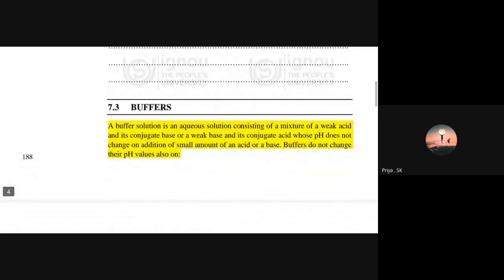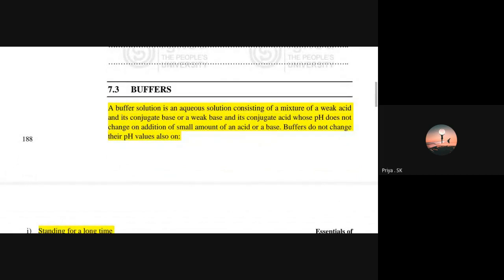Now, what are buffers? A buffer solution is an aqueous solution consisting of a mixture of a weak acid and its conjugate base, or a weak base and its conjugate acid, whose pH does not change on addition of a small amount of acid or base. So the pH doesn't change if we add a small amount of acid or base to this buffer solution.